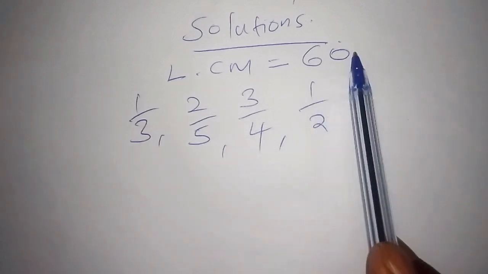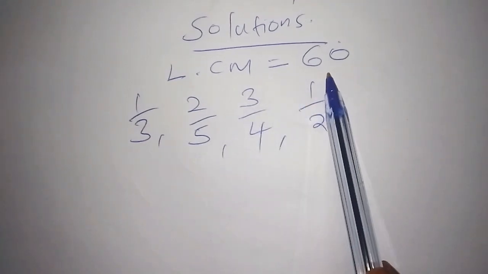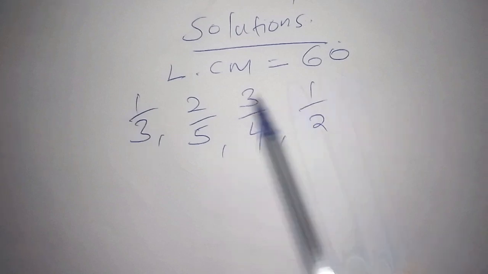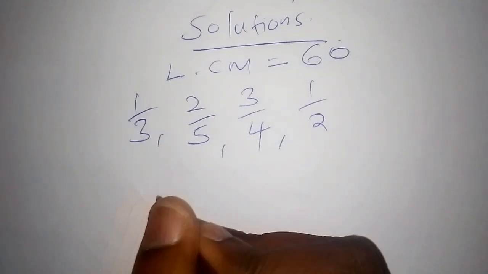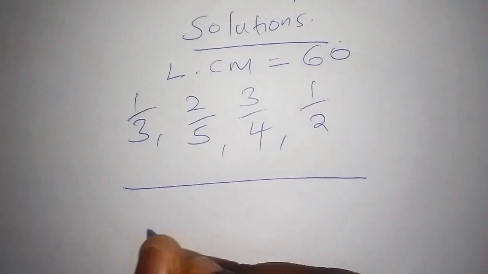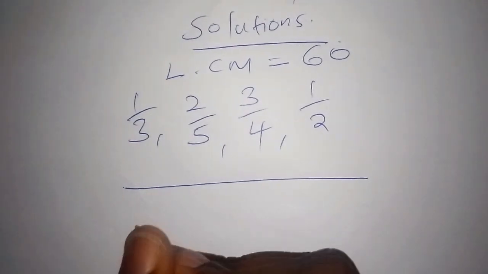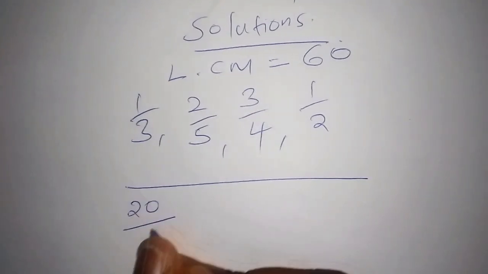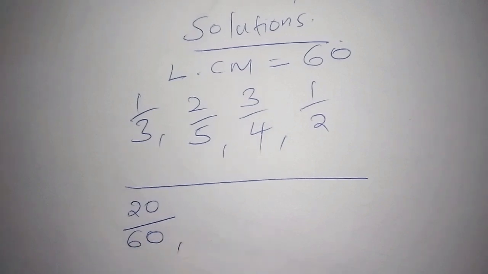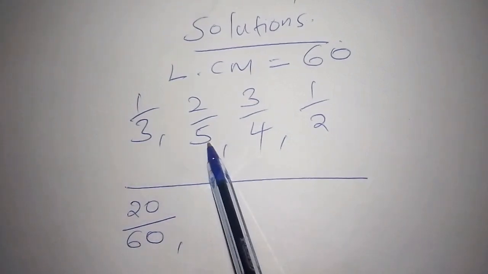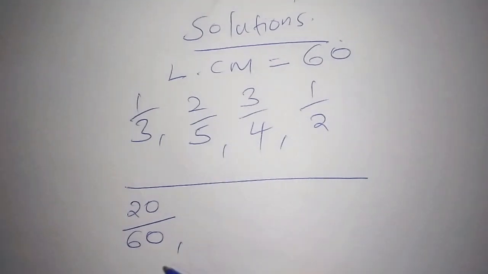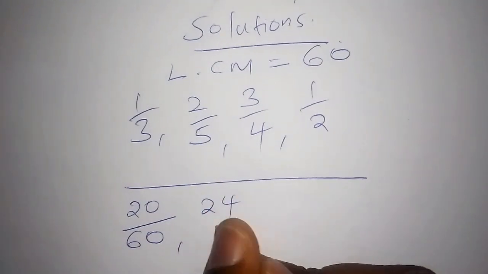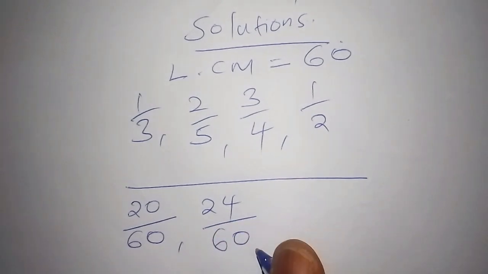Like now we can say 3 goes into 60 20 times, and 20 times 1 is 20. So under 1 over 3, we shall have 20 out of 60. Then we move to the next stage, where 5 goes into 60 how many times, and it goes 12, and 12 times 2 is 24. So 24 all over 60. Remember 60 is the LCM.